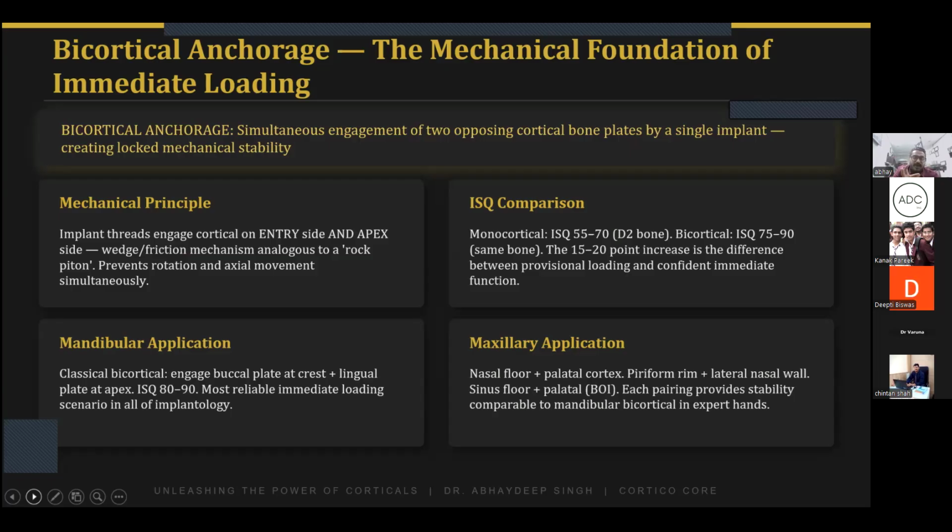Now, how is it bicortical? You are entering from one cortical and you are getting out from the second cortical. You are engaging the basal cortical, or the buccal cortical, or the lingual cortical. This is called bicortical anchorage.